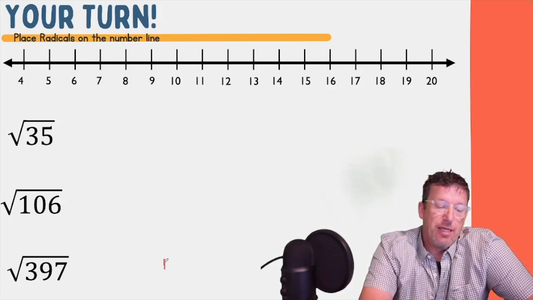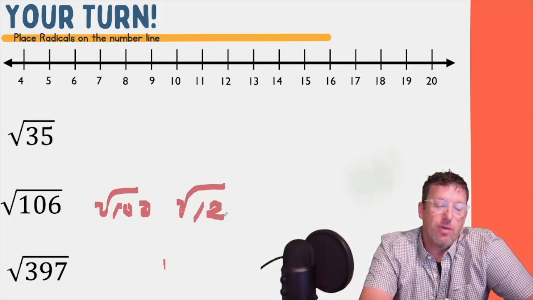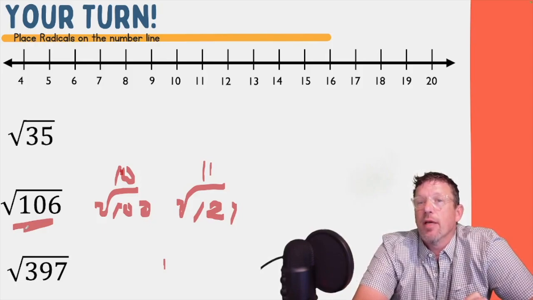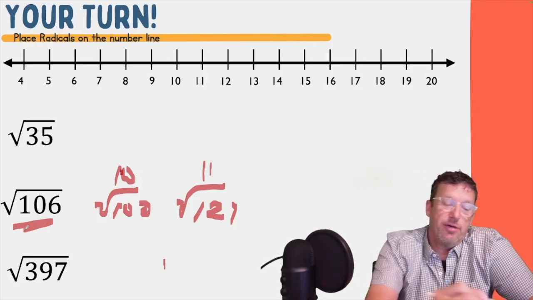So we're going to be dealing with the square root of 100 as the one below it, and the square root of 121 as the one above it. The answers to those are 10 and 11. Now we just have to figure out where to put it in between those two. Well, 106 is closer to 100 than it is to 121. So it's in between 10 and 11. Let's go ahead and put it about right there.